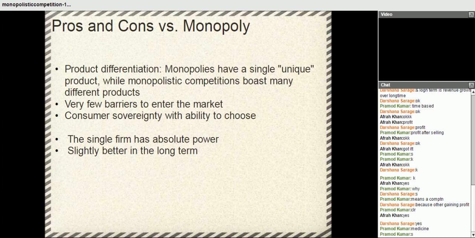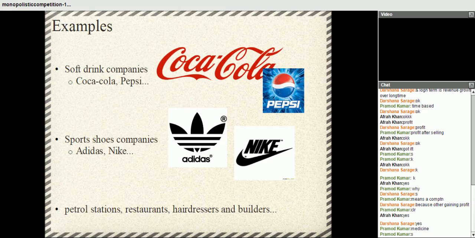Then in this, the single firm has absolute power and monopolistic competition is slightly better in the long term. Now examples are there. Soft drink companies, Coca-Cola, Pepsi. Sports shoes companies, Adidas, Nike. Then petrol stations, restaurants, hairdressers, builders. The general examples. So they all are under monopolistic competition.